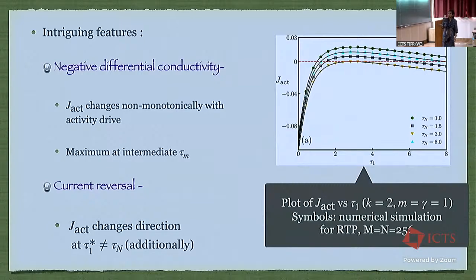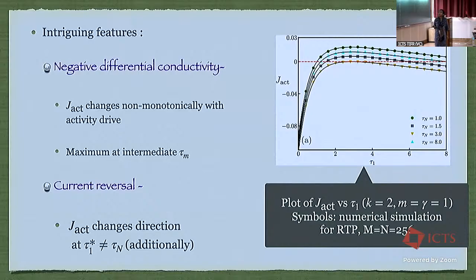So this is exactly what I mentioned. These are two features. Negative differential conductivity simply means that if we look at the slope, dj/d tau, at some particular value, it becomes negative for a certain range of delta tau. Then we have current reversal at two points. Once when tau 1 is equal to tau n, that is expected because then we change the direction of the drive. Of course, the current is going to reverse. But there is a non-trivial point, tau 1 star, which is a function of tau n but not equal to tau n. There is a current reversal.